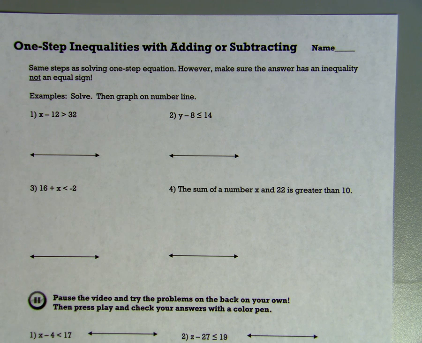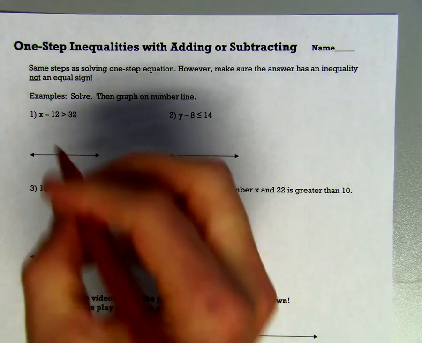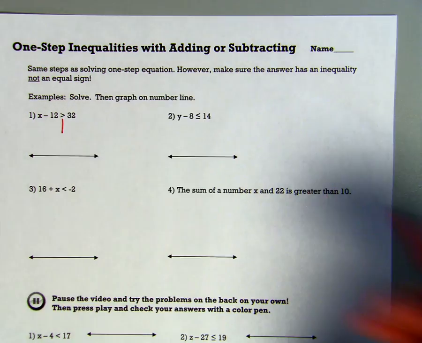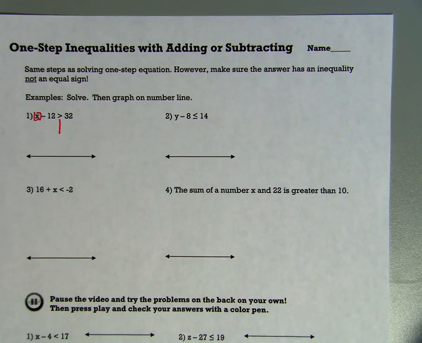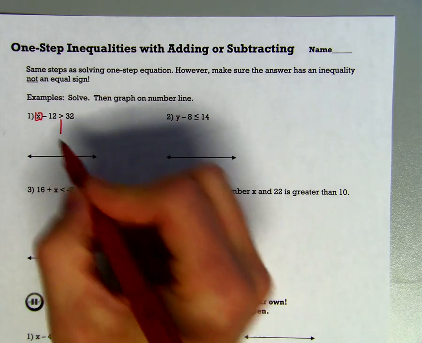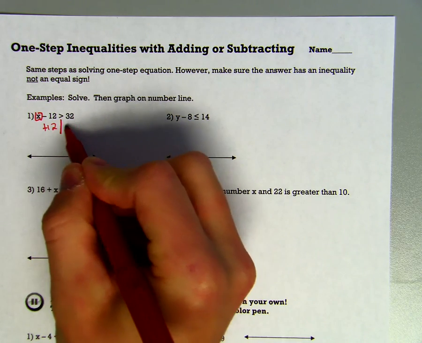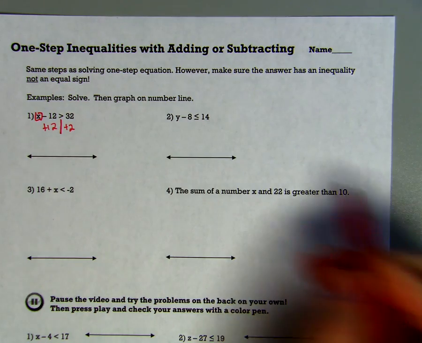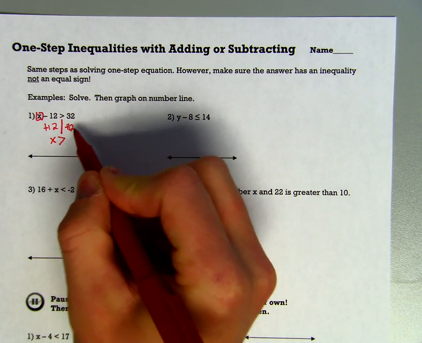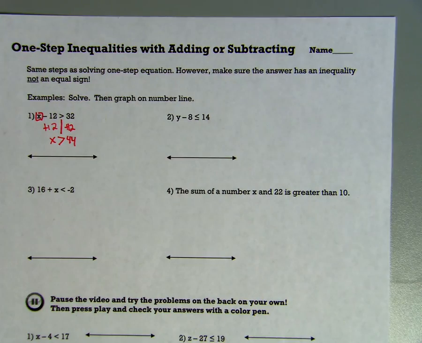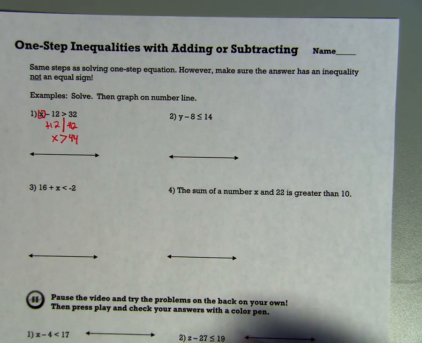So our first one is x minus 12 is greater than 32. So I'm going to go ahead and draw a line down here a little bit and box my variable as well. Okay. So I have a minus 12, so I'm going to do the opposite. Plus 12 on both sides. And I go ahead and get x is greater than 44. Okay. Now I'm going to go ahead and graph that.